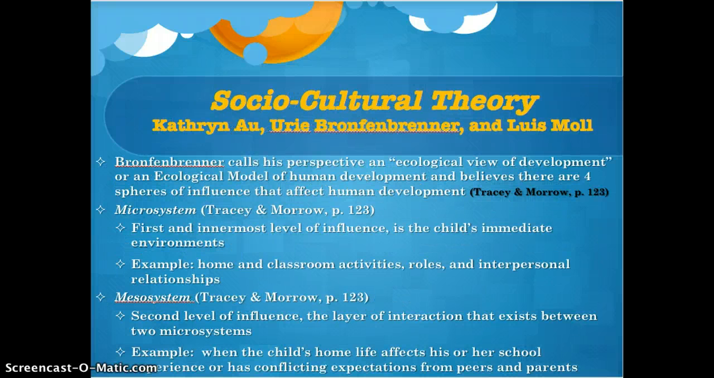Bronfenbrenner calls his perspective an ecological view of development, or an ecological model of human development, and believes there are 4 spheres of influence that affect human development. Microsystem is the first and innermost level of influence, the child's immediate environments. Example, home and classroom activities, roles, and interpersonal relationships. Mesosystem, second level of influence, the layer of interaction that exists between two microsystems. Example, when the child's home life affects his or her school experience or has conflicting expectations from peers and parents.